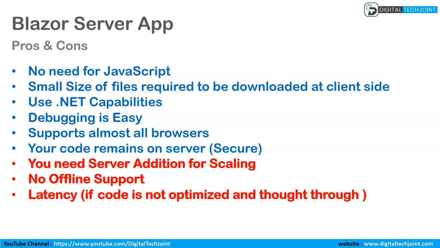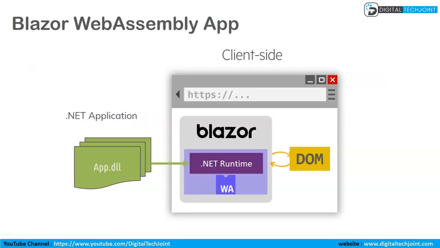And then there are definitely cons to it, like you need a server edition for scaling your application. Then there is no offline support provided for a Blazor Server App because it is directly connected to the server. And obviously there is latency. There can be a latency issue if you have not done your coding in an optimized and thought-through process. So these were the different pros and cons for the server app.